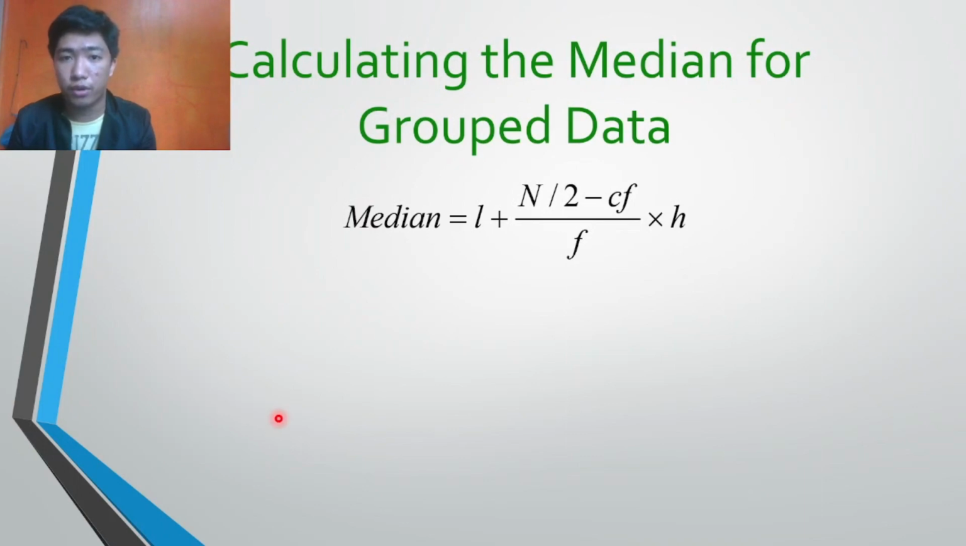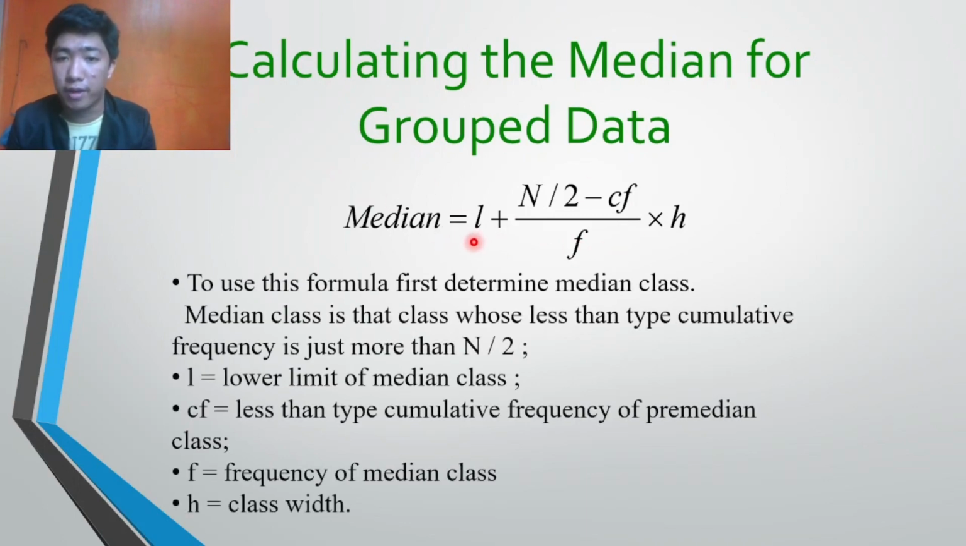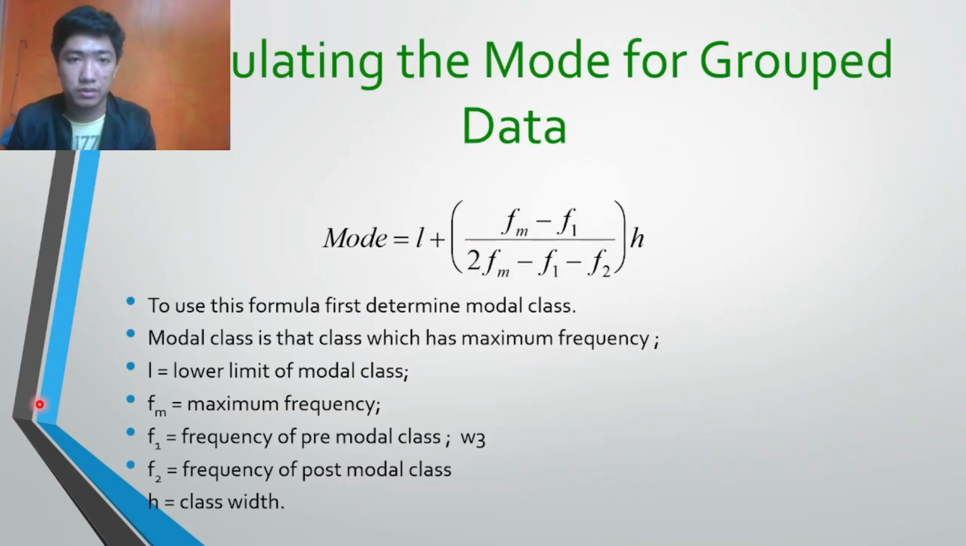Calculating the median for grouped data, we use this formula. L is the lower boundary of the median class, plus N, which is the sum of frequency, divided by 2, minus the cumulative frequency, over the frequency of the median class, times h. We will get to that later for finding the values.